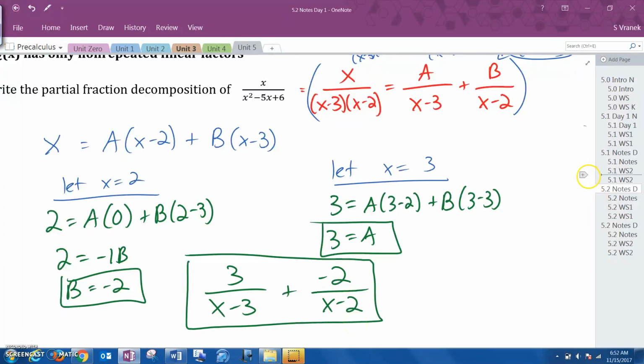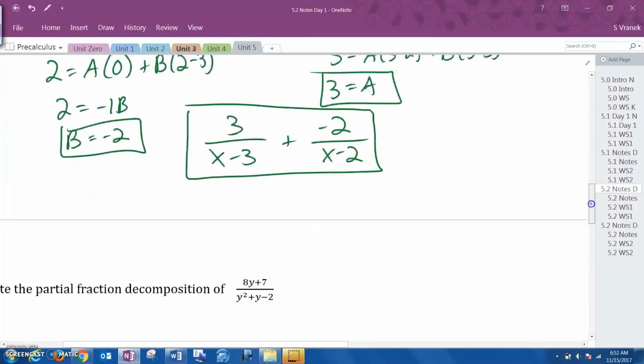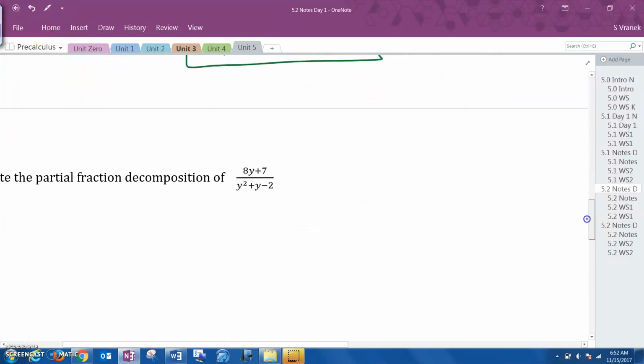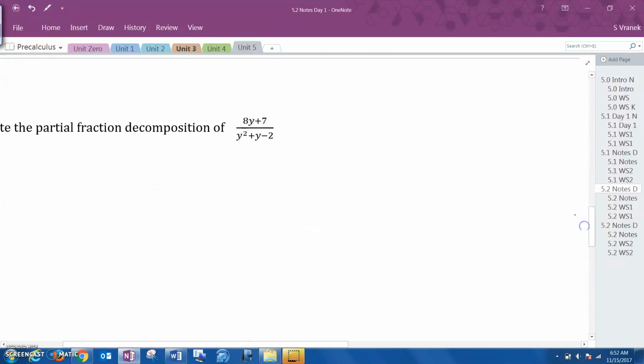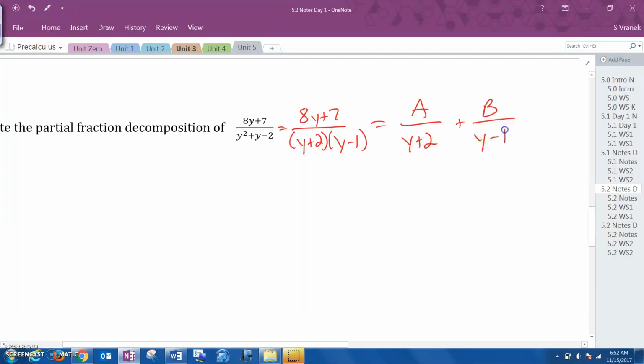Okay? Alright, let's do one more. Call it a day. Same thing, we have to do partial fraction decomposition of this thing here. Now again, first step is always factor. Can't factor the top. The bottom is y plus 2, y minus 1. I have two factors on the bottom, so I'm going to need an a and a b. I'll do y plus 2 for a, and b is going to be a y minus 1. So that is our setup.